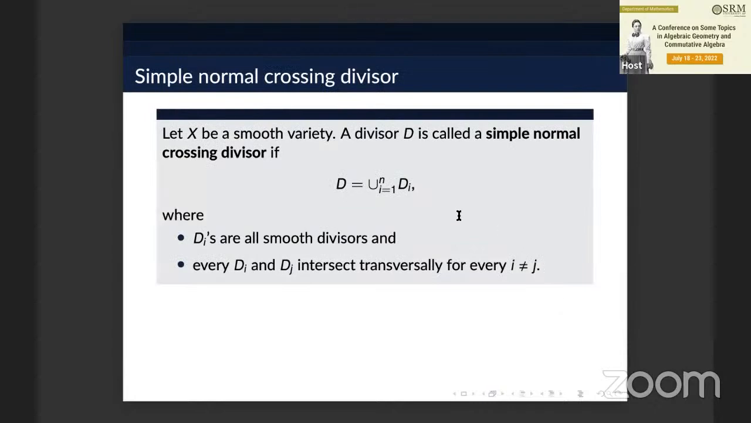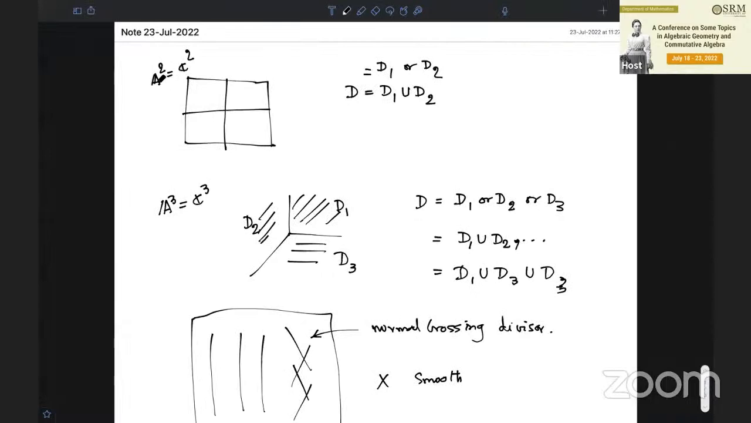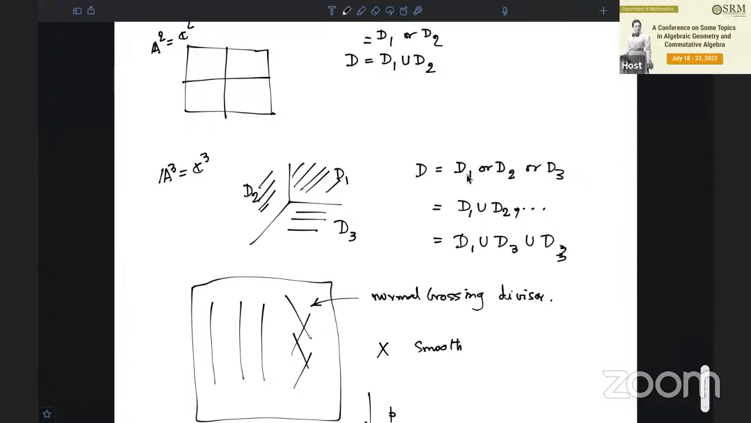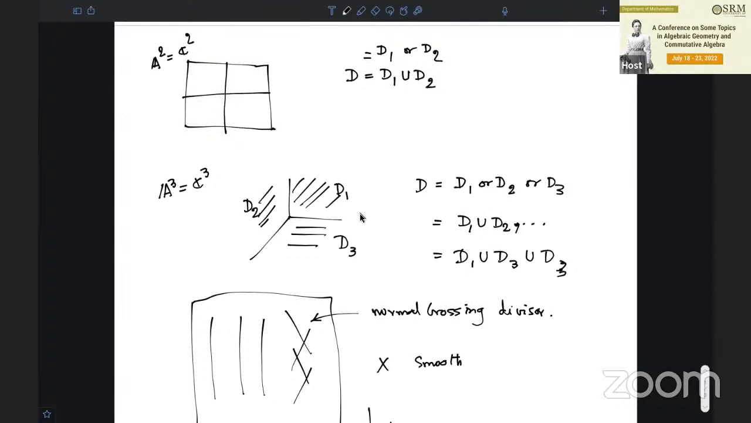So the first definition is a simple normal crossing divisor. Let X be a smooth variety. A divisor D is called a simple normal crossing divisor if it is a union of a bunch of smooth divisors such that every Di and Dj intersect transversally. So an example is you can take this affine space A2, which is C2, and the divisor, you can take the union of two hyperplanes or any one of them. In A3, also you can take either one of them, or any union of any two hyperplanes, or a union of all three of them. So these are examples of simple normal crossing divisors.